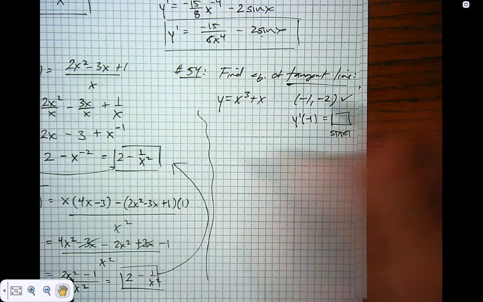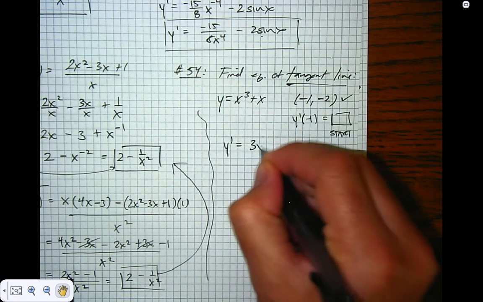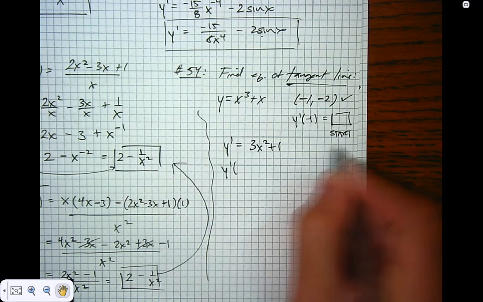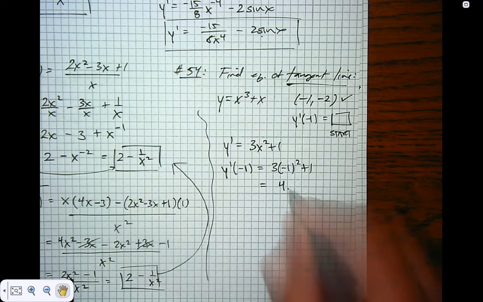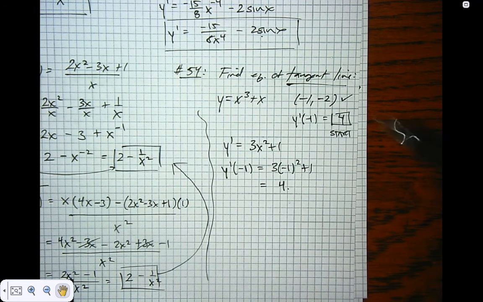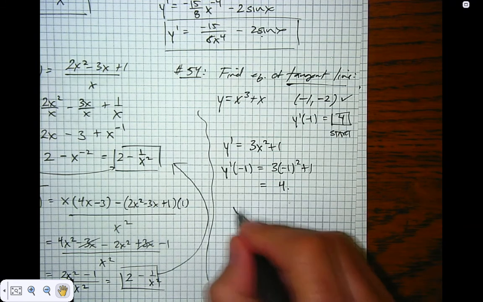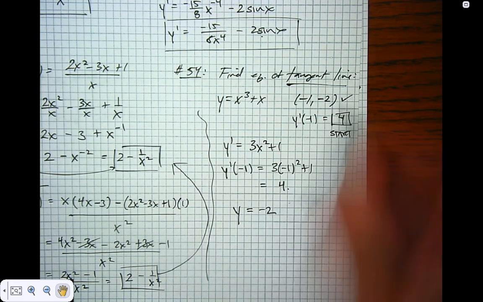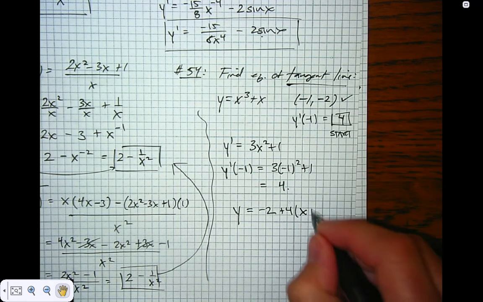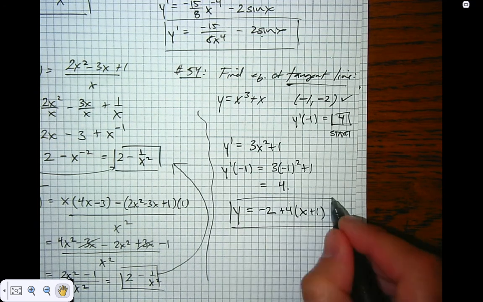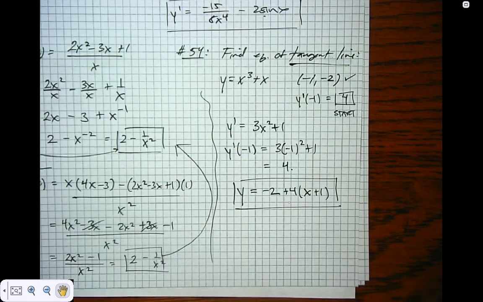Well, let's first find y prime. Y prime, power rule, 3x squared plus 1. Y prime at a value of negative 1, I simply plug in, and I get a value of 4. And so when I have that, remember what this tells me. In order to write an equation of a line in point-slope form, I need a point and a slope. This is the slope of the tangent line at an x value of negative 1. And so my line would be y equals the y value plus the slope times x minus the x value, which would be plus 1. Okay, and that is your tangent line.